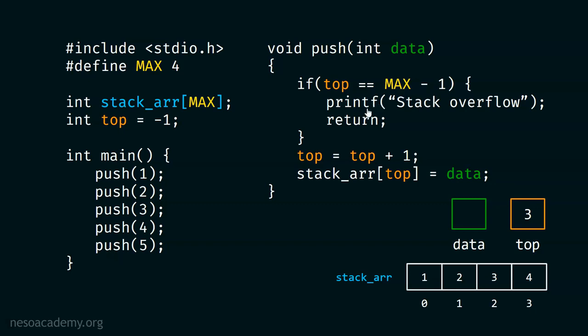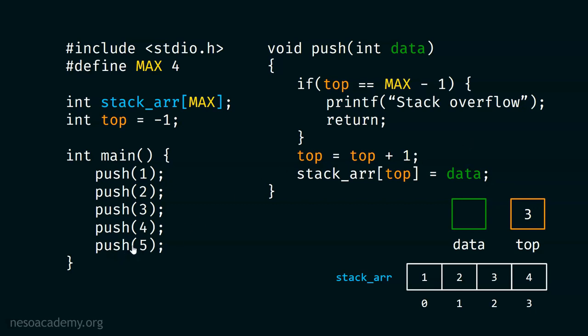So we'll simply print this message, stack overflow, and we will simply return back to the caller. Obviously, we can put this return keyword over here even though our function is void. This simply means we want to return back to the caller because we don't want to execute these 2 lines of code after this piece of code is evaluated. This is a very important step.